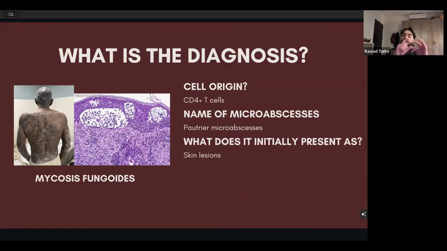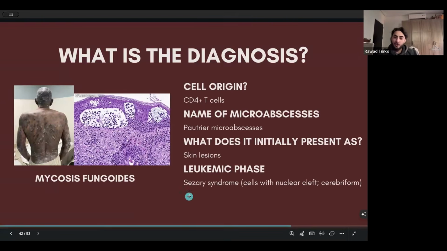Skin lesions. So it starts in the skin, and then it might eat away at the basement membrane and then leak its way into the blood. Once it's inside of the blood or the leukemic phase, what is it called? Okay, I just saw that somebody had already answered it. Sézary syndrome. Good. Sézary syndrome.